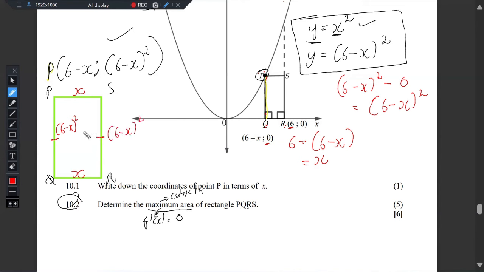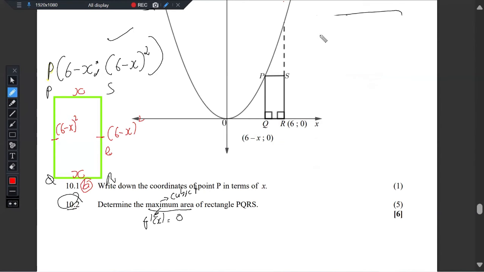Now we know to determine the area of a rectangle, it's the length times base. Considering that this is our base, and maybe this is our length, all we need to say is length multiplied by base, right? So we already know that. At this point, our area in terms of x will be equal to length times breadth. Our length is 6 minus x and then square, times the base, which is x. I hope you all are following.